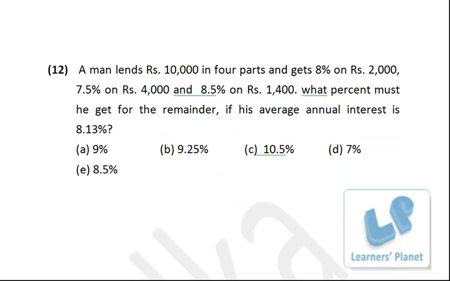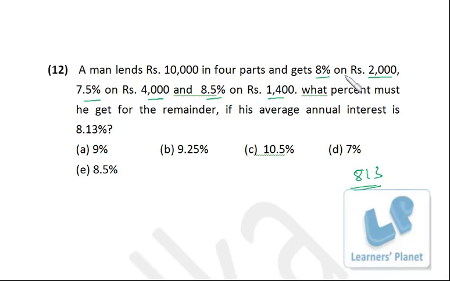A man lends rupees 10,000 in 4 parts and gets 8% on 2,000 rupees, 7.5% on rupees 4,000, 8.5% on 1,400. What percent must he get for the remainder if his average annual interest is 8.13%? Right, now the calculation is very simple. 10,000 is the amount and he wants 8.13% return. That means 813 rupees he wants, right?